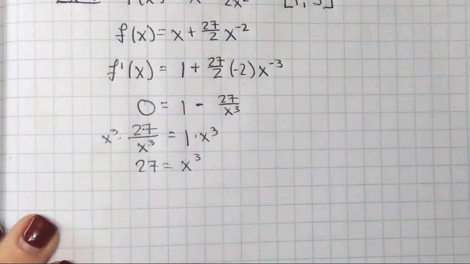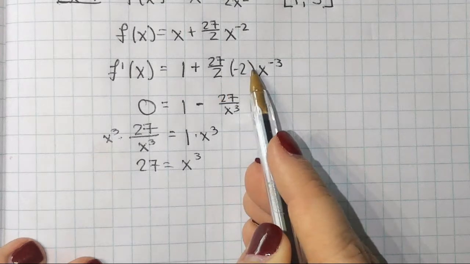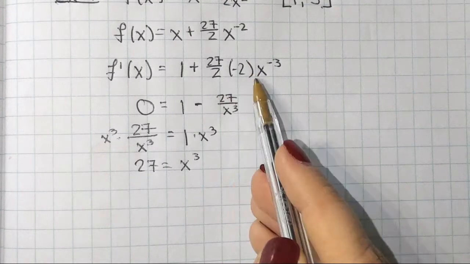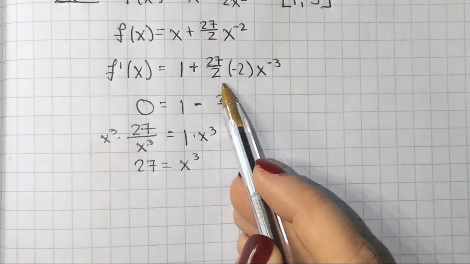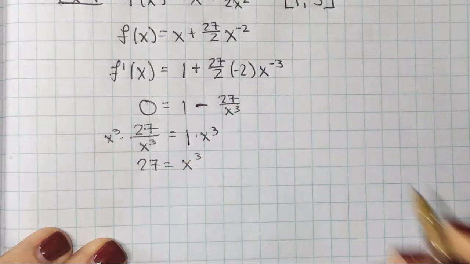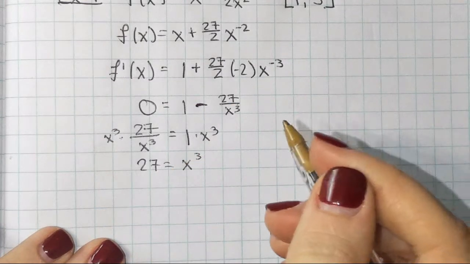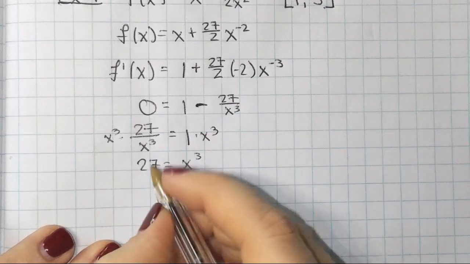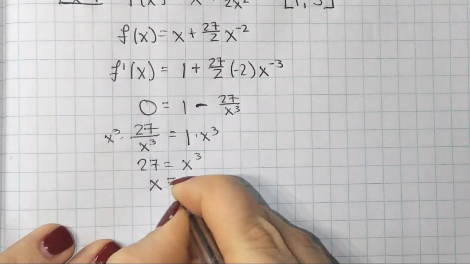What 2? They cancel. 2 and negative 2? I'm sorry. Sorry. 2 and negative 2? Yeah, that's why it's a minus now. Sorry, my bad. So then x is equal to 3.